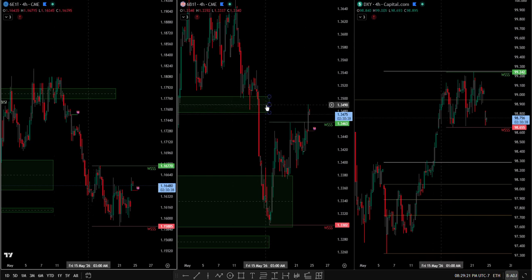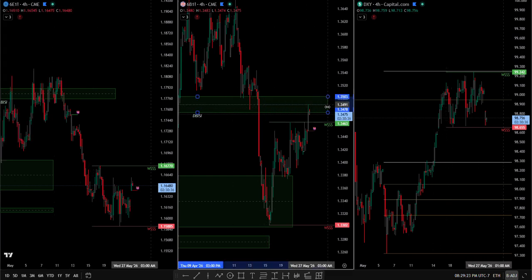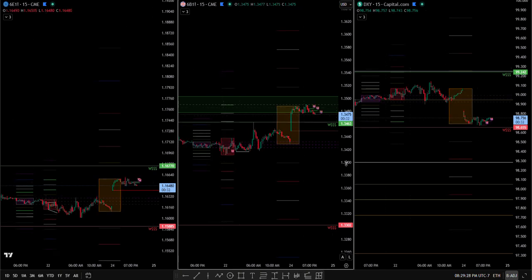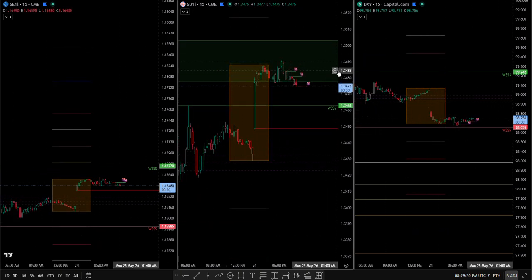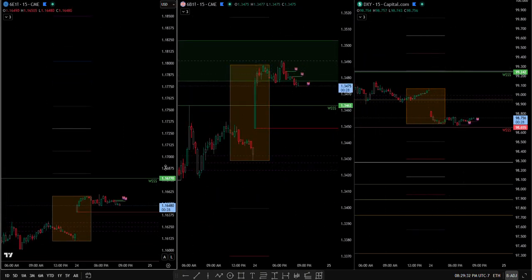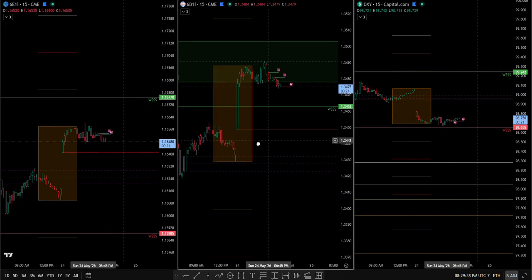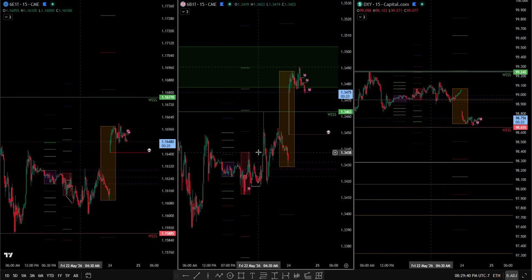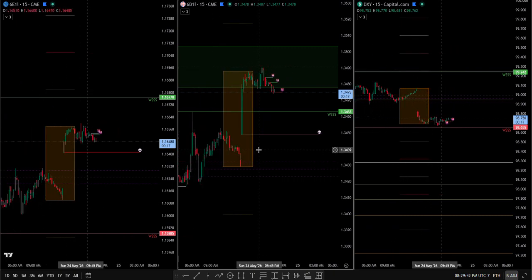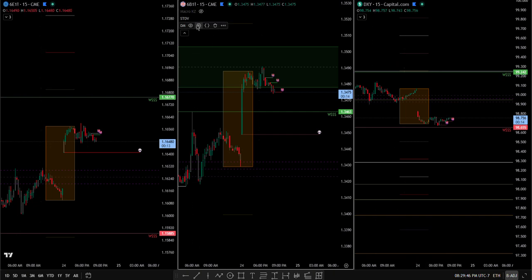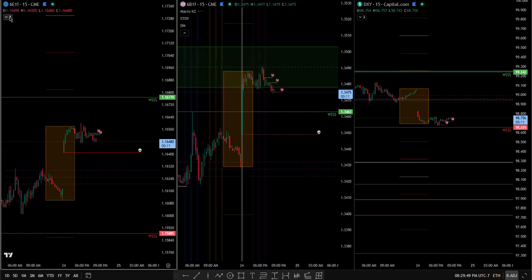But you see, like here on GBP though, how perfect that is. Let's go to 15. Boom, we're coming back down. Alright, we're coming back down. Maybe come down. Yeah, we're probably going to come down and fill this. For sure, for sure. Now we can pop this back on though.